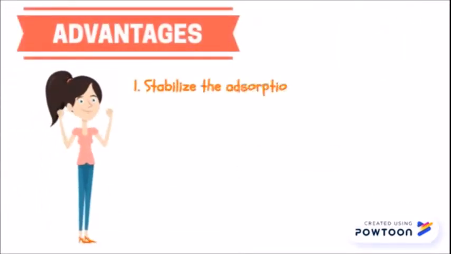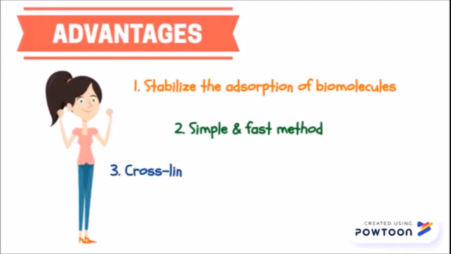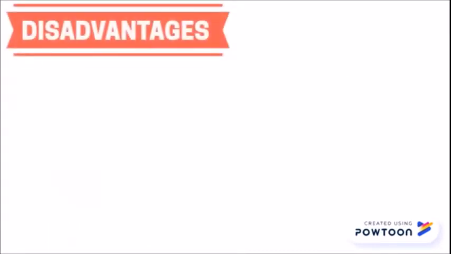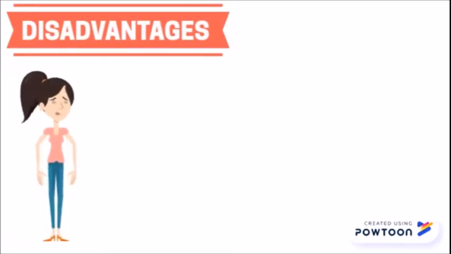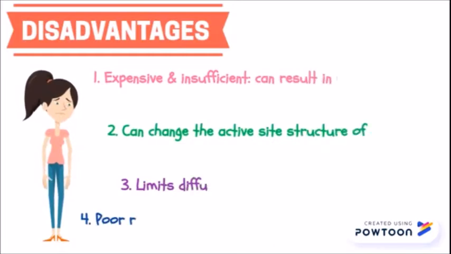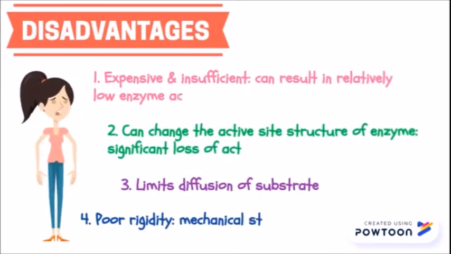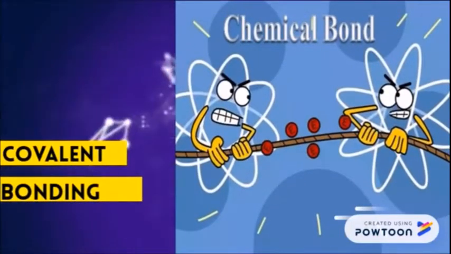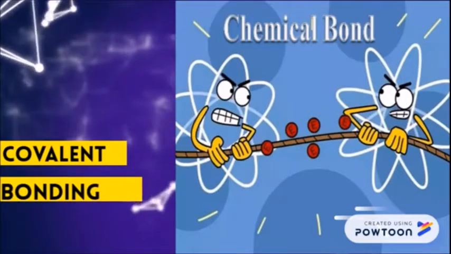The advantages are: 1. Stabilizes the adsorption of biomolecules. 2. Simple and fast method. 3. Cross-linking is best used in conjunction with one of the other methods such as adsorption and entrapment. The disadvantages are: 1. Expensive and insufficient, resulting in low enzymatic activity. 2. Changes the active structure of enzyme, which will cause significant loss of activities. 3. Limits diffusion of the substrate. 4. Poor rigidity.